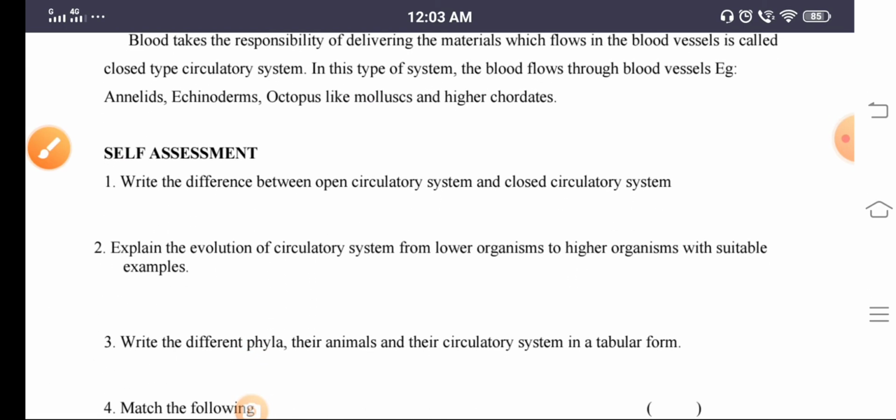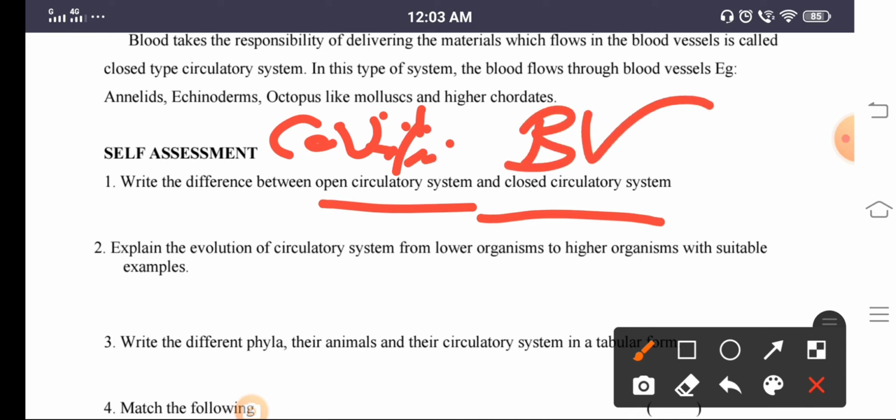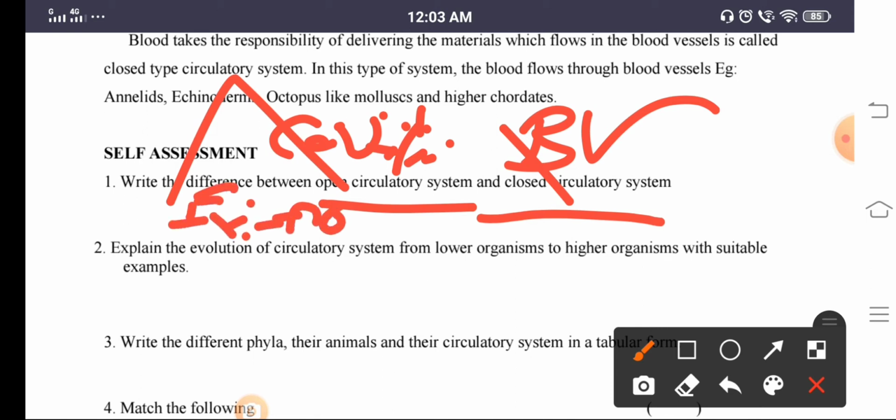Now let us write the differences between open circulatory system and closed circulatory system. Very simple. In an open circulatory system, blood flows in the body cavities, whereas in a closed circulatory system blood passes through the blood vessels. Examples of open circulatory system: arthropods, insects. Whereas closed circulatory system: annelids, echinoderms, octopus and vertebrates like fishes, birds, mammals.